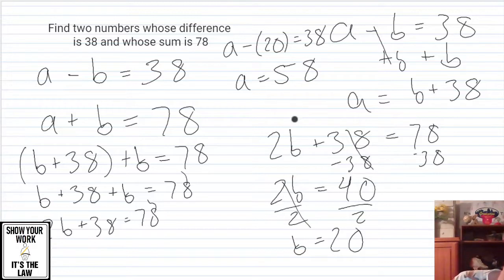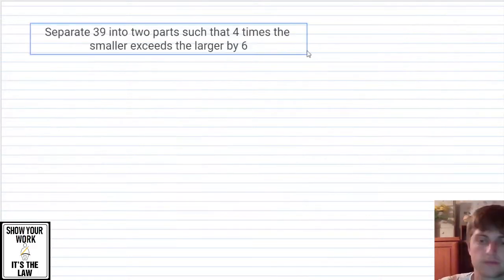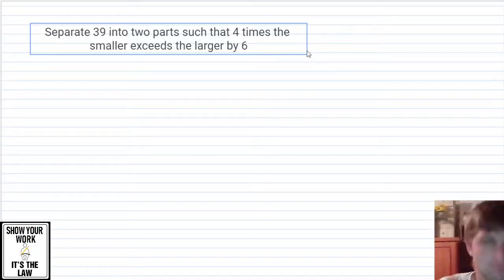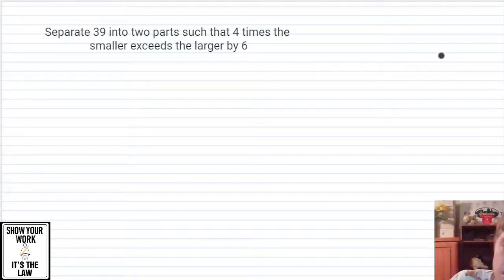All right, beautiful. Let's go to another example. All right, this one's a little complicated, which is why I wanted to do it. This is number 4. Separate 39 into 2 parts such that 4 times the smaller exceeds the larger by 6. Now, the way this is worded is kind of ambiguous, but separate just means split into 2 numbers, but the numbers will add together to the 39.